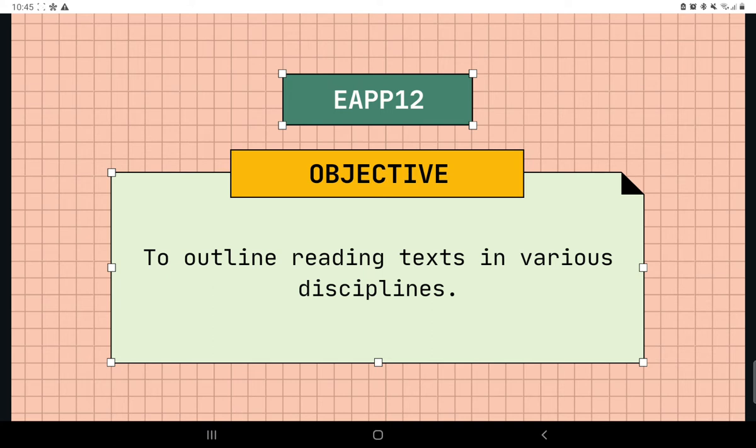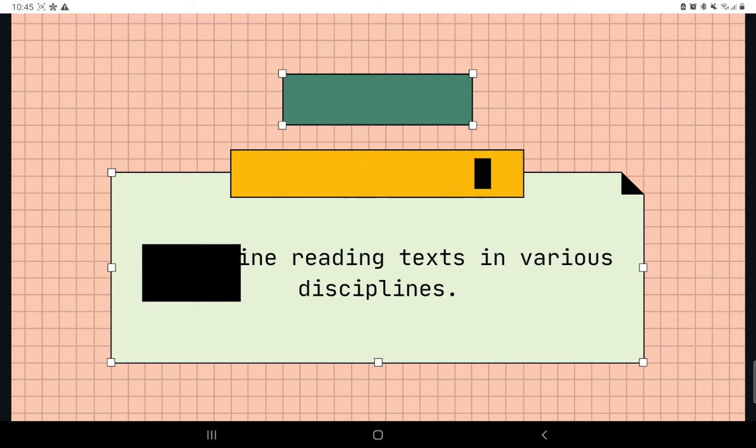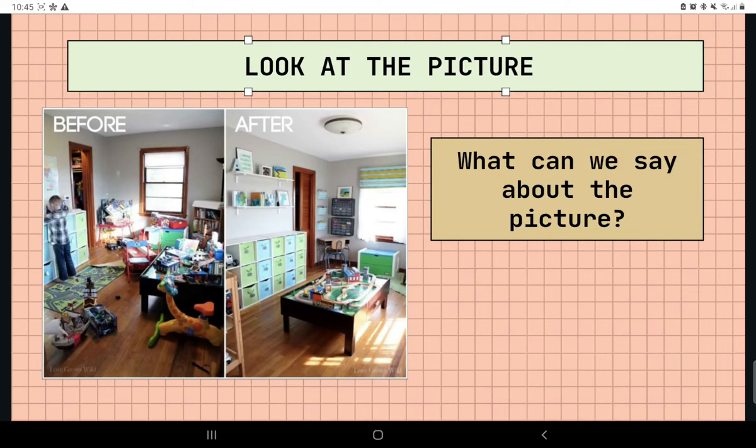Our objective for today is to outline reading texts in various disciplines. Before we begin with the lesson, I want you to look at the pictures first. You can see we have a before and after look at the room on your screen.